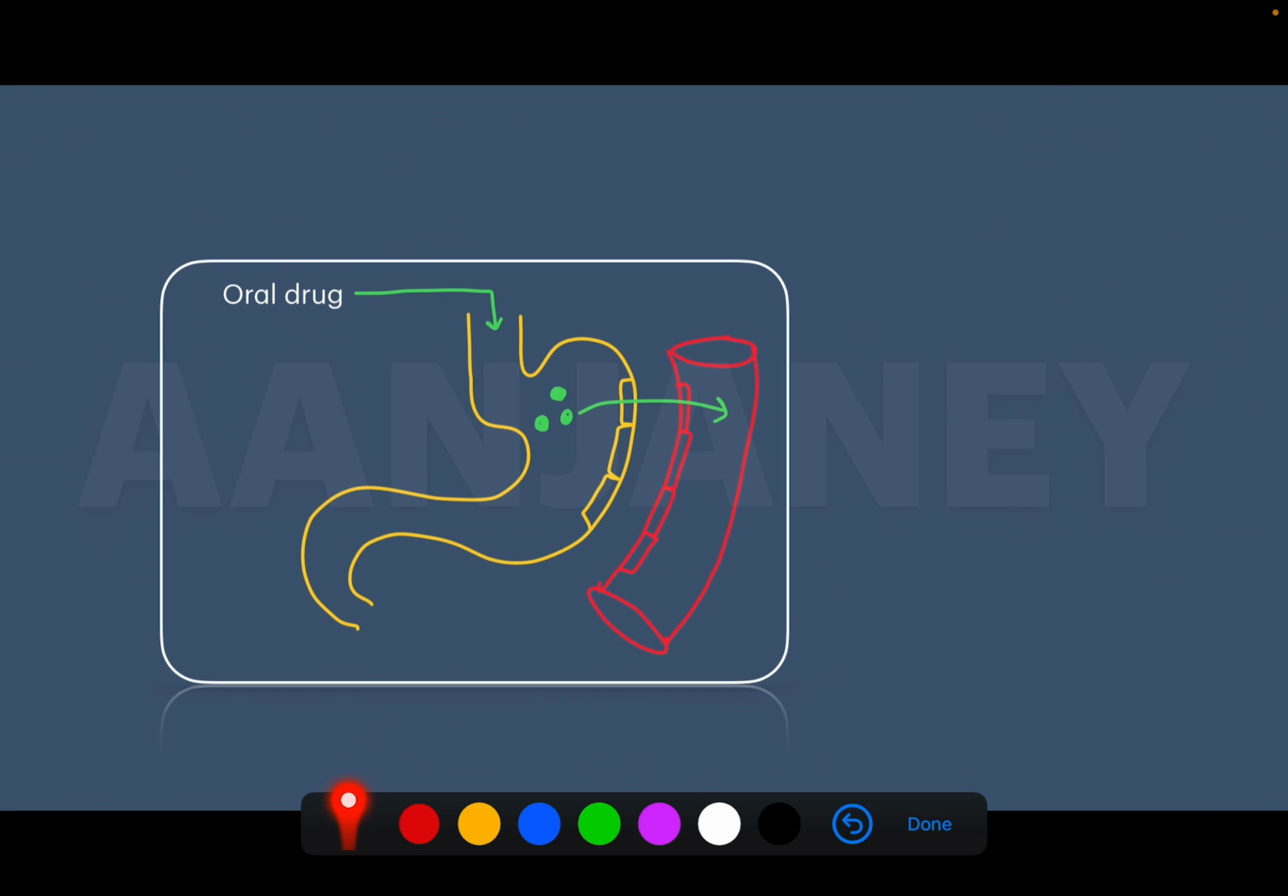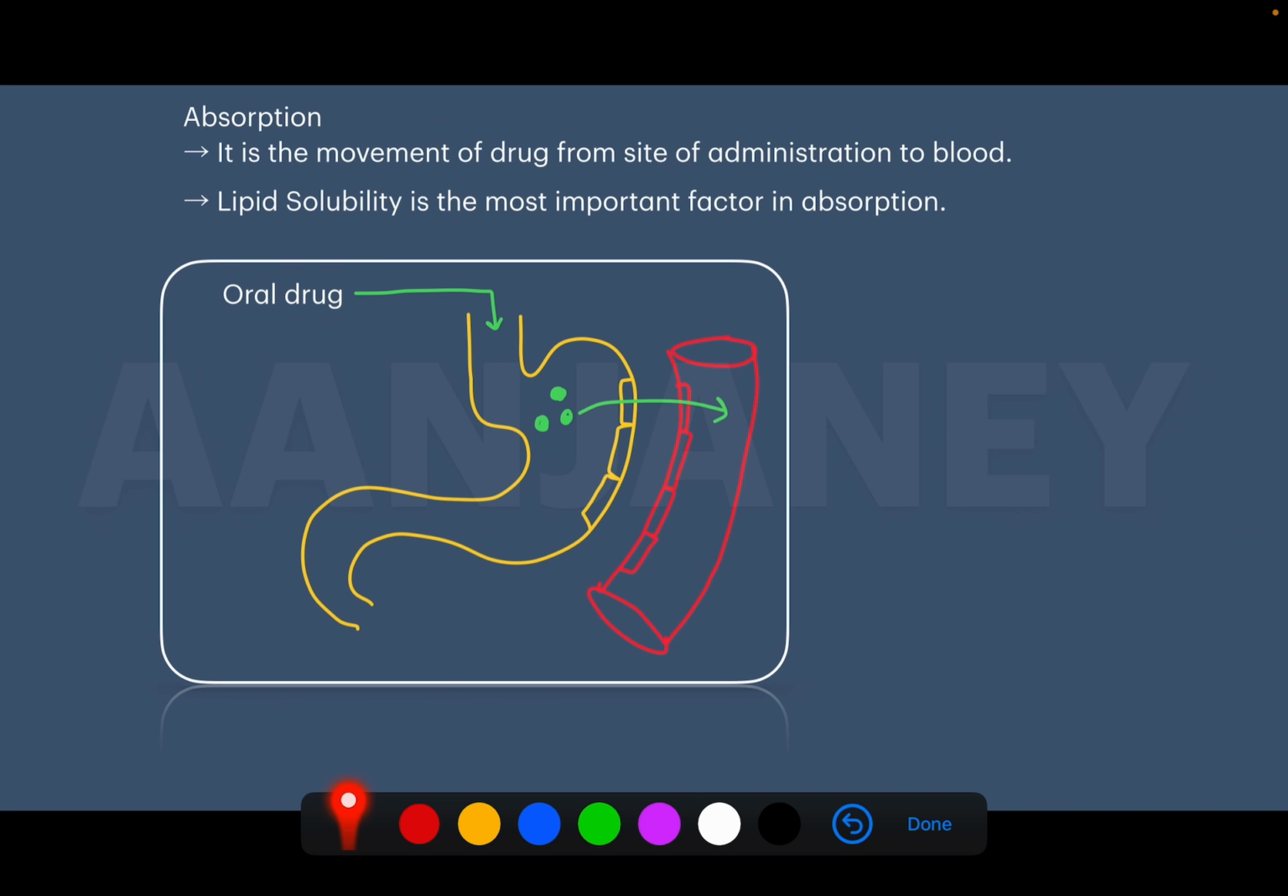what? Lipid bilayer membrane. So if this drug is lipid soluble, then only it will be absorbed in the blood vessel, and this absorption is what we are going to study in this entire module. So the movement of drug from the site of administration to the blood is absorption, and lipid solubility will be the most important factor. Why? Because the cell membrane is made up of lipid.